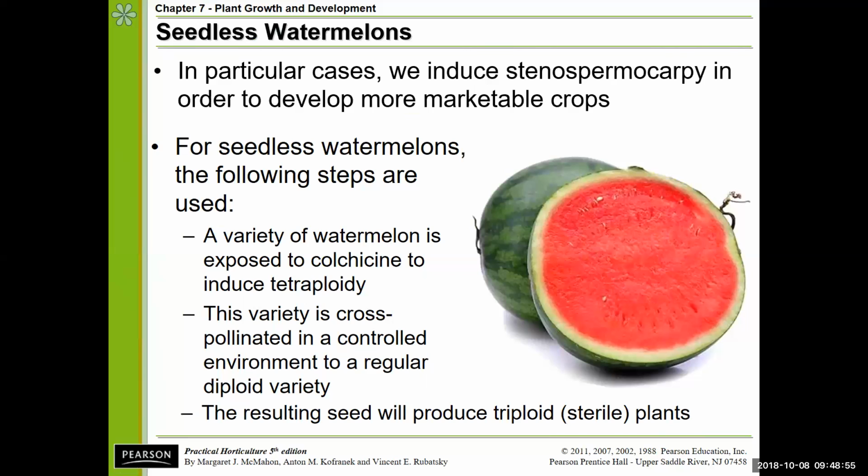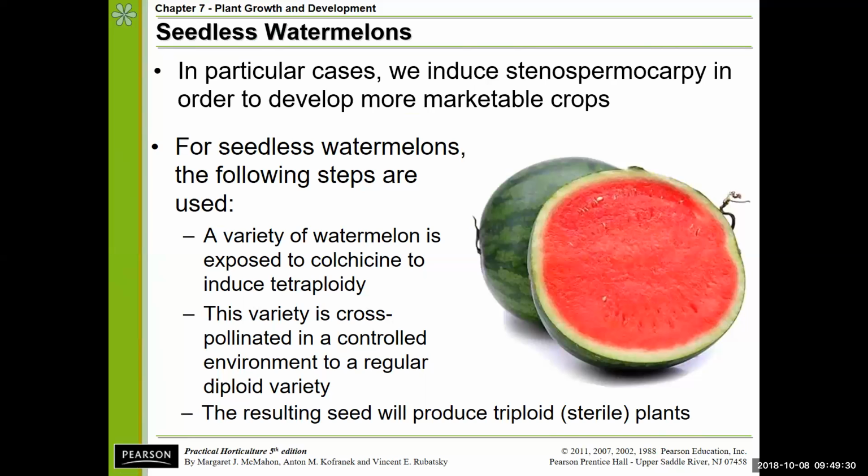So basically, to produce a seedless watermelon, they induce this tetraploidy in a plant. So they have kind of two different varieties, one that has this tetraploidy, one that is the regular diploid variety, and then they actually allow those to cross-pollinate. And then they take that seed, and that seed then becomes a seedless watermelon because it produces triploid plants that tend to be sterile because they have an extra set of chromosomes, which then causes them not to produce seeds.